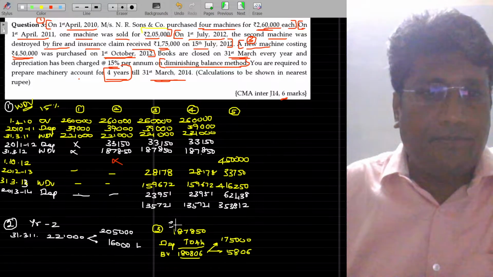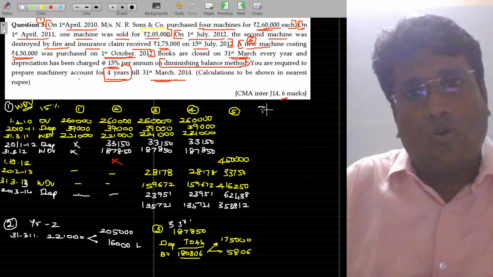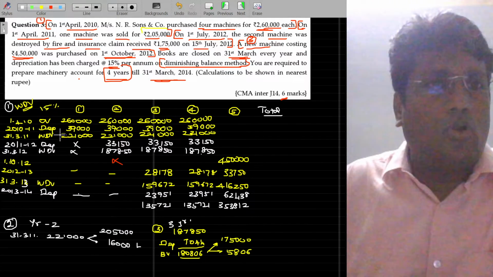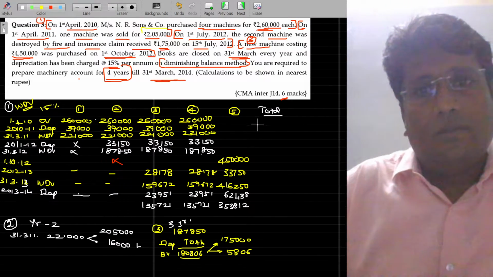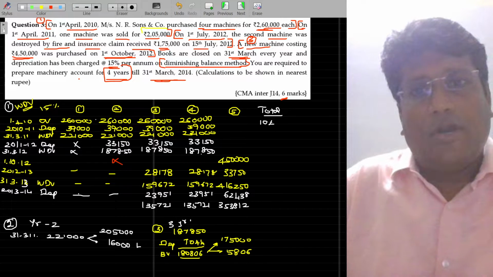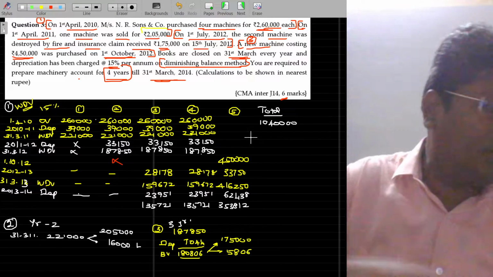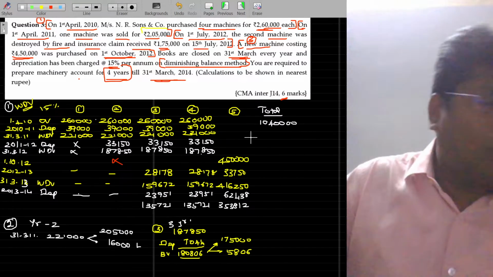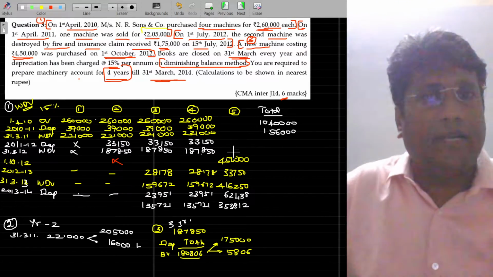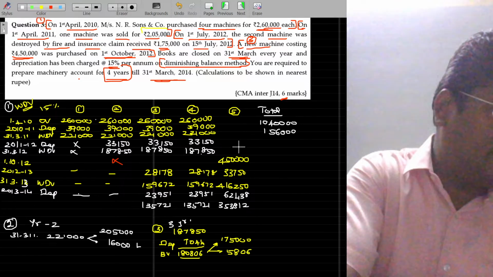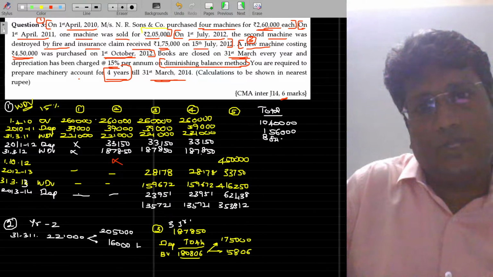Okay, this is the third year. Now I need to have the total here. Total of all the original assets, the very first 2,60,000 into 4. How much is that? 10 lakhs 40,000 rupees. And the next, depreciation, sum up of all these things, 1,56,000. If I subtract that 1,56,000, then I will be getting the WDV value. How much is that? 8,84,000.